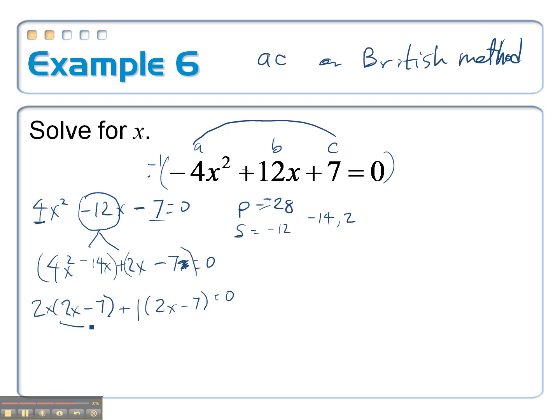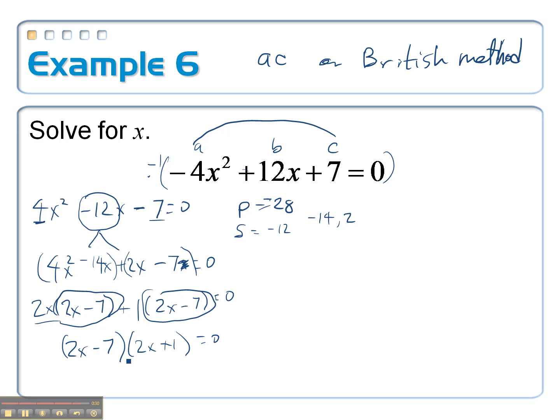Now they both have a common factor of 2x minus 7. What's left behind from the first one is a 2x. What's left behind from the second one is plus 1 equals 0.